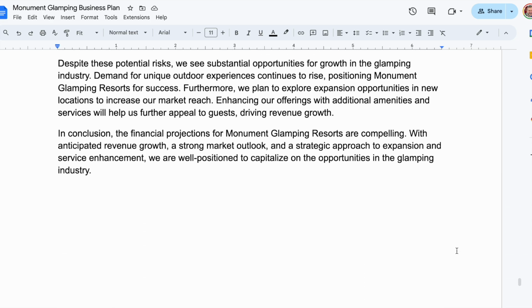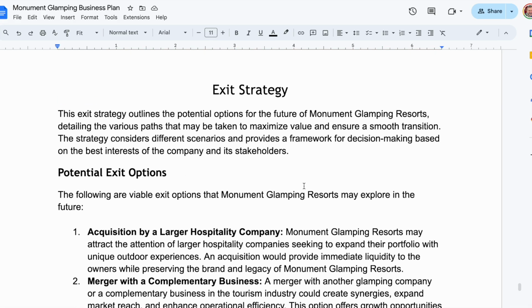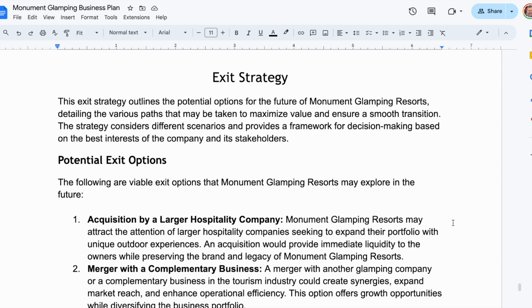But the idea is that financial projections for Monument Glamping are compelling. That's my concluding thought here, because I want to show them that, hey, if I had a little bit of investment, you would make money with me.